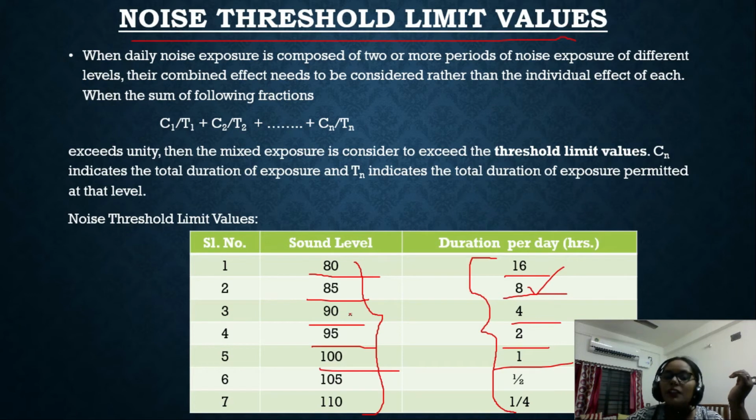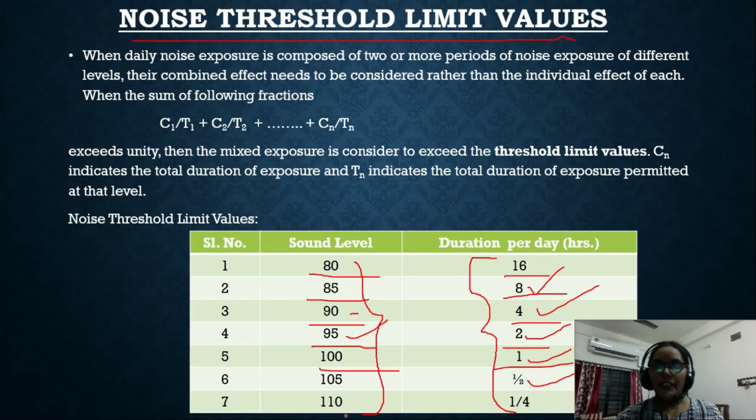Again, for 90, what will happen? The 4 hours will be the permitted value. For 95, 2 hours will be the permitted value. For 100, 1 hour will be the permitted value. For 105, half an hour. And for 110, we have the 1/4 hour. Okay, so thus you can remember the noise threshold limit.